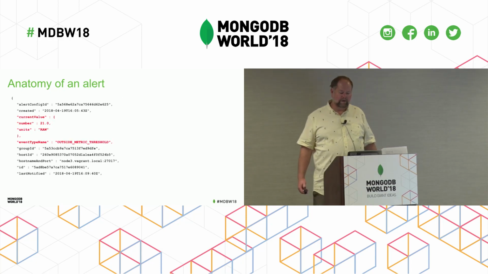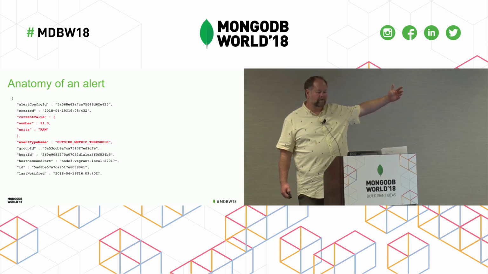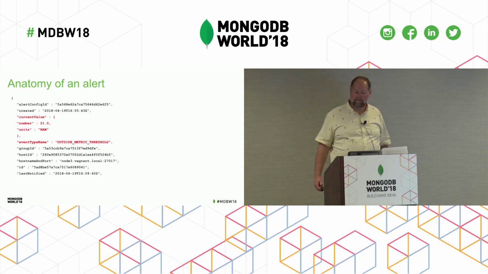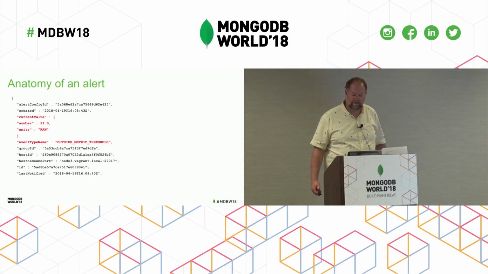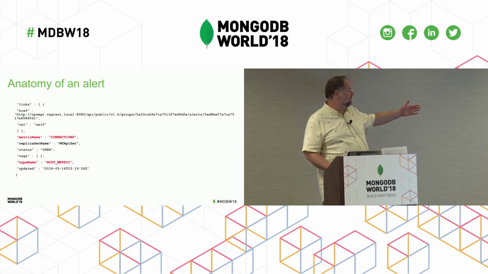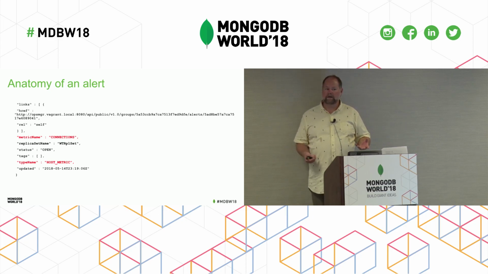So here's an alert right here for a connections alert. We can see the things in red, our current value. We had 21 connections. Outside metric threshold was the event type. The type name was host metric, and the metric name that we exceeded to fire the alert was connections. So we have all that information. Now we can take action on it. In this case, open the channel, file the ticket, post some charts, invite people, etc.